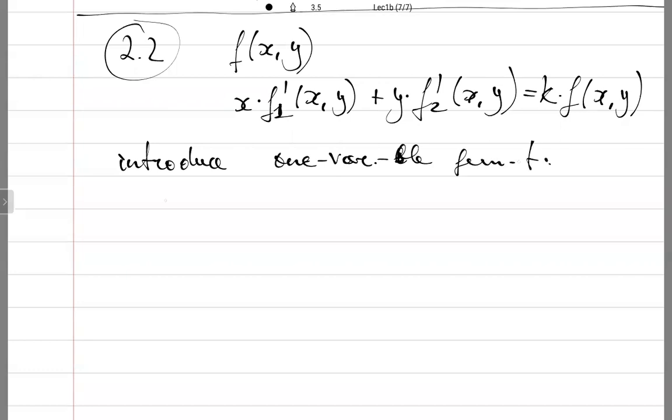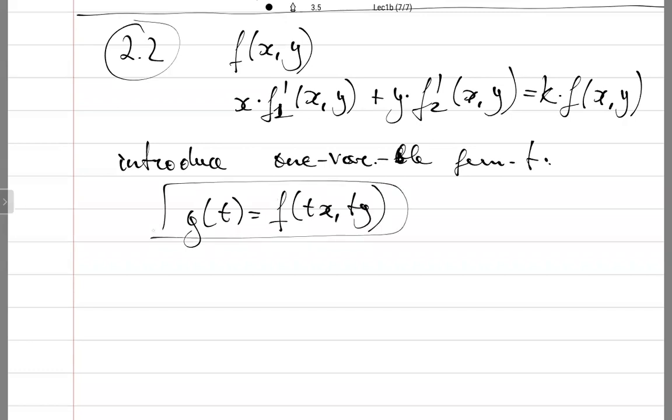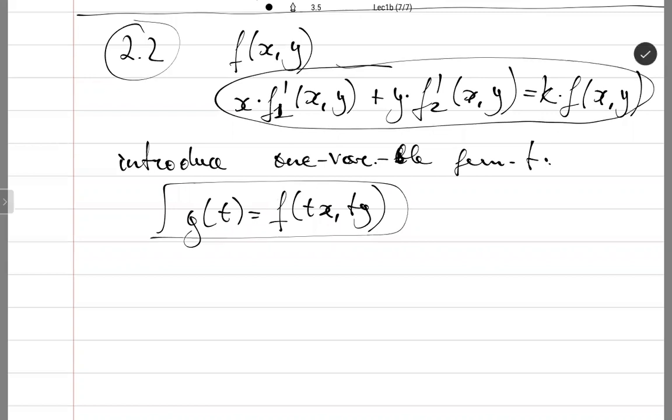One variable function g of t, and you can guess it will be equal to f of tx, ty. Okay, we will introduce this one variable function. Let's rewrite this equation as an equation for one variable. So we have a partial differential equation for a function f that is a function of many variables. And now we write the earlier equation in terms of the g function.